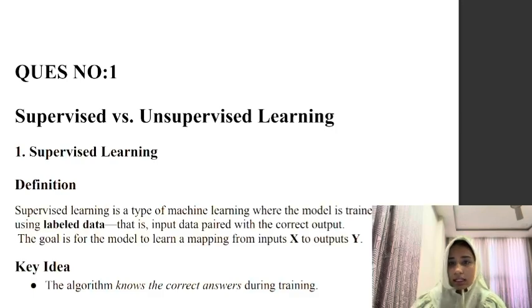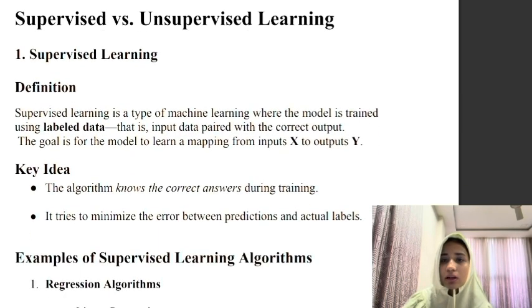Supervised learning is a type of machine learning where the model is trained using labeled data, that is, input data paired with the correct output. So the input data is paired correctly with the output data. The goal is for the model to learn a mapping from inputs X to outputs Y.